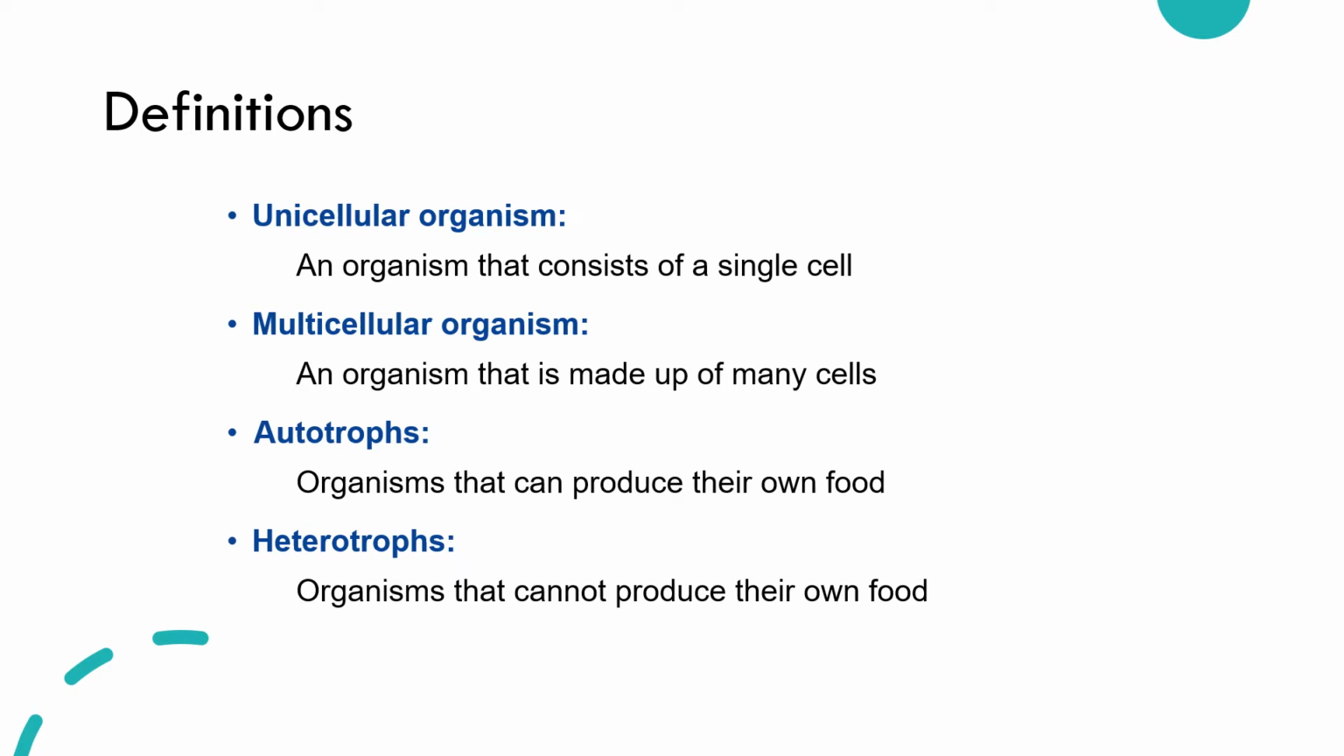Some more definitions. Unicellular organism. A unicellular organism consists of a single cell. An organism that is made up of many cells is said to be multicellular. Autotrophs. They are the organisms that can produce their own food. Heterotrophs are organisms that cannot produce their own food. Instead, they take nutrition from other sources, mainly other plants and animals.